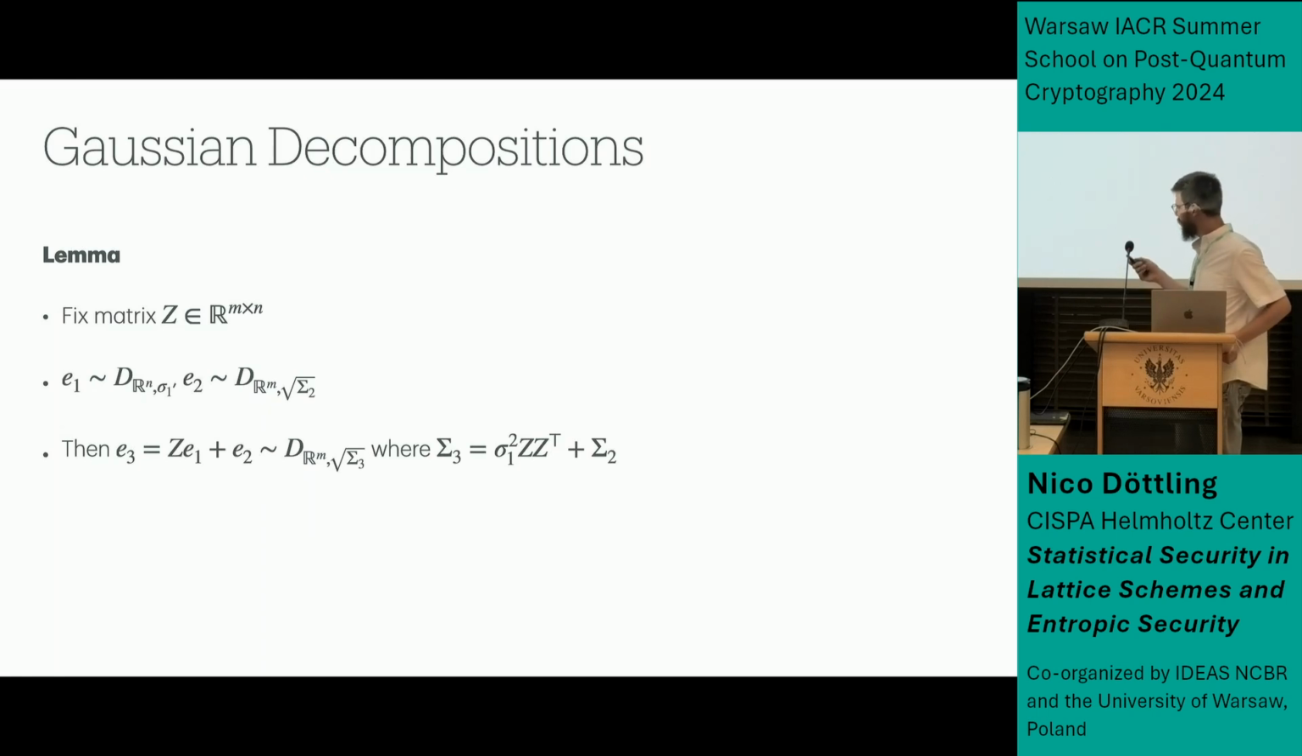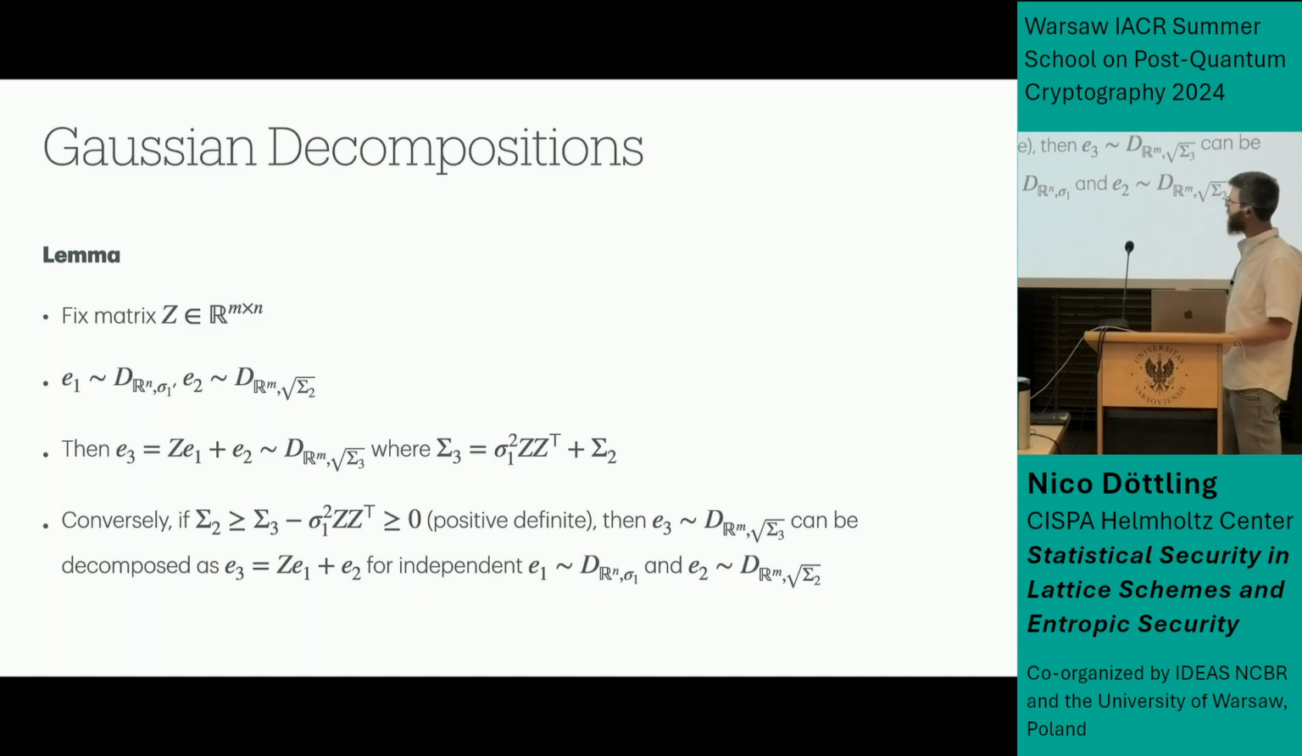Then, as we're going to see in a moment pretty easily, if you take the matrix-vector product of Z and E1 and add E2 on top of it, you compute Z times E1 plus E2, then you again get a continuous Gaussian, this time with covariance matrix sigma 1 squared Z Z transpose plus sigma 2. But you can do this conversely. So this was a composition: I'm composing E1 and E2 into this Gaussian E3. Conversely, if you give me an E3 with a covariance matrix of this form, I can decompose it into independent E1 and E2, such that E3 is Z times E1 plus E2.